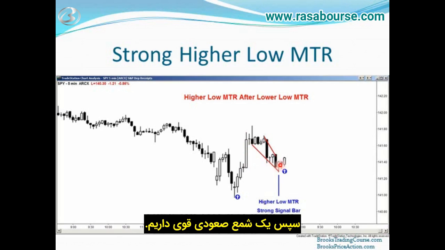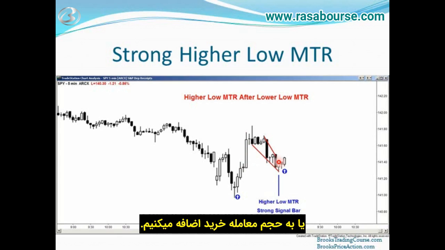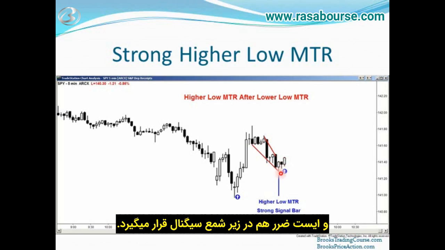And now we have a strong bull reversal bar. So I place a buy stop above its high to get long, or to add to my long. I was not filled on this bar, but I would have been filled on this bar. And the new stop is below the low of that strong signal bar.